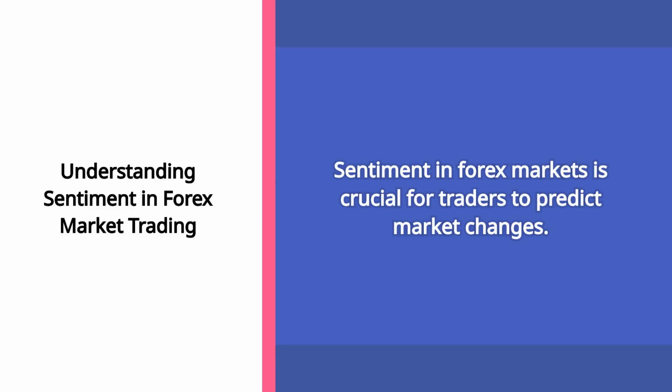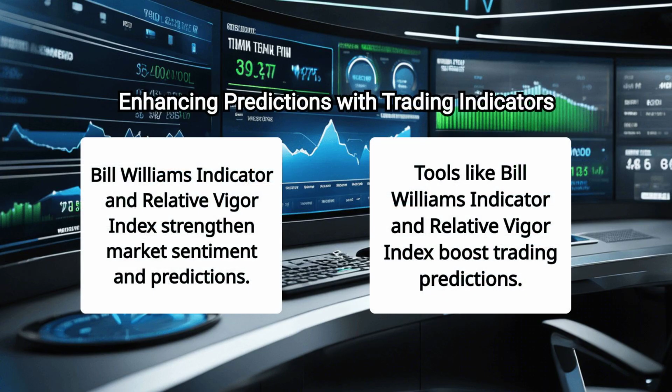Feeling in the Forex market is key for traders to understand. It shows how people feel about a currency or market trend. This info helps traders foresee market turns. Candlestick patterns like doji and hammer patterns show if the market might change or keep going. Indicators like the Bill Williams indicator and the Relative Vigor Index, RVI, show trend strength. They help confirm market sentiment.